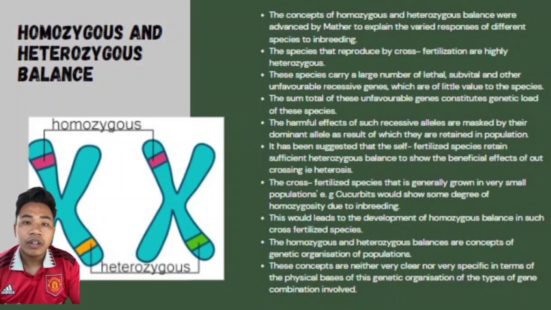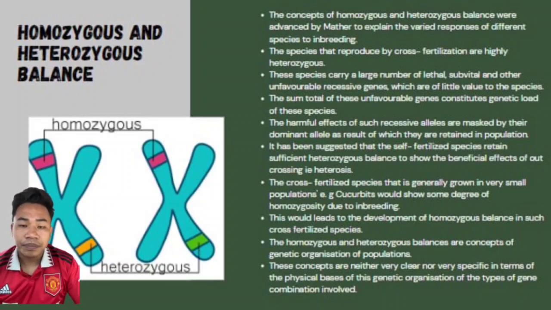The harmful effects of such recessive alleles are masked by the dominant alleles, as a result of which they are retained in the population. It has been suggested that self-fertilized species retain sufficient heterozygous balance to show the beneficial effect of outcrossing, heterosis.